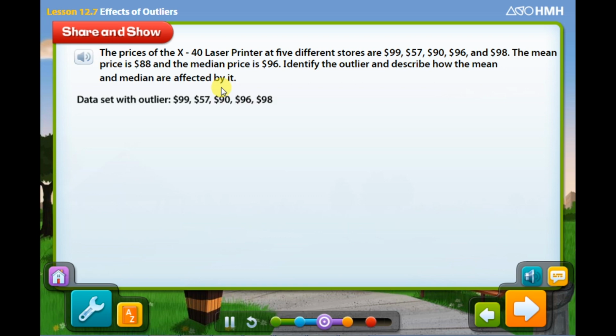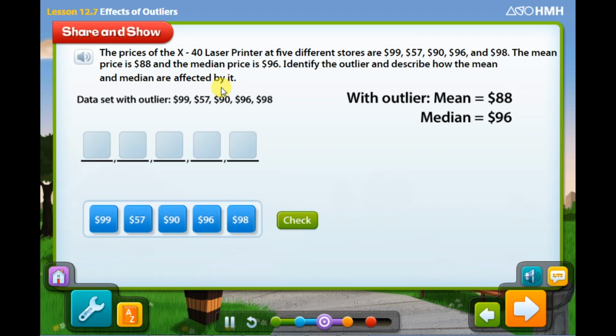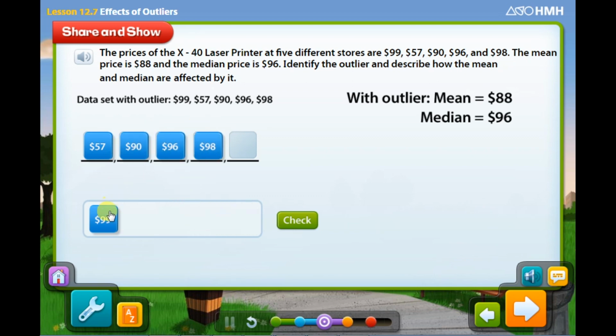Here's the data set from the problem. With the outlier, the mean price is $88. With the outlier, the median price is $96. Now organize the 5 data items from least to greatest. First, to find the median, you have to arrange it ascendingly from the least to the greatest. 57, 90, 96, 98, 99. Let's check. That's right.